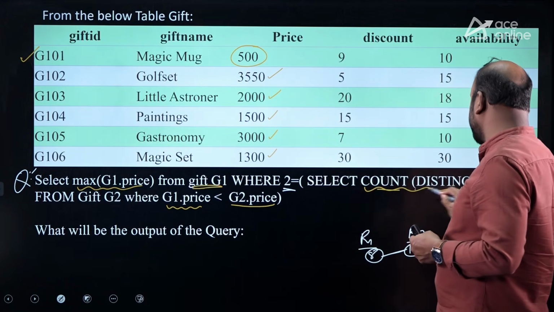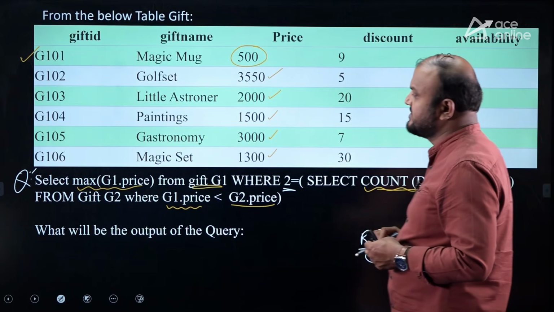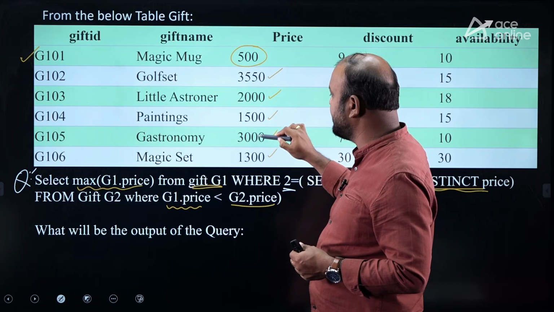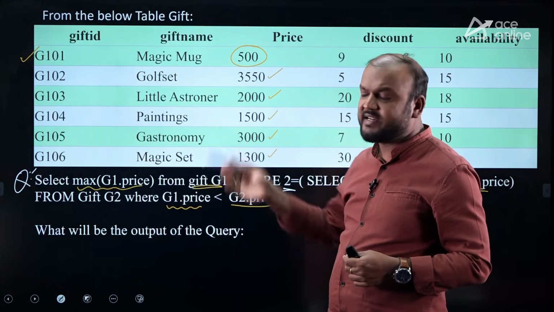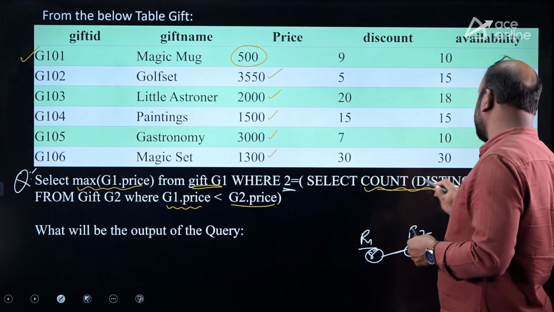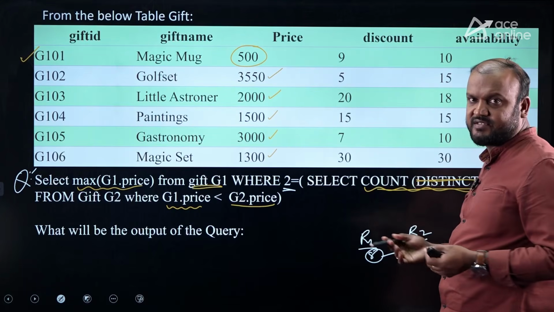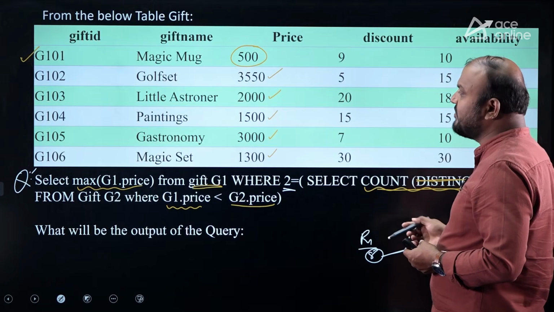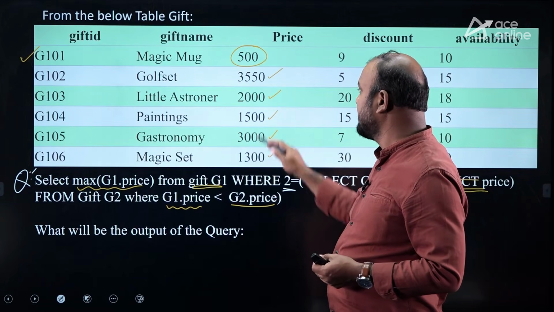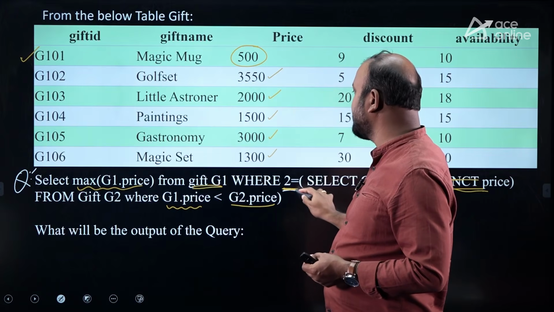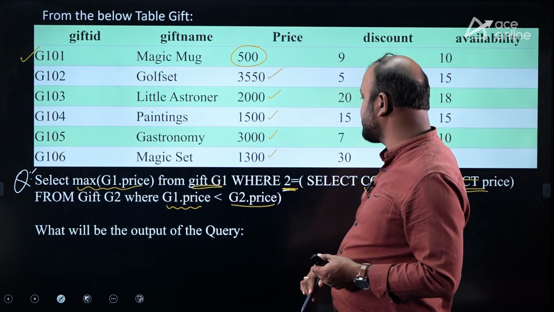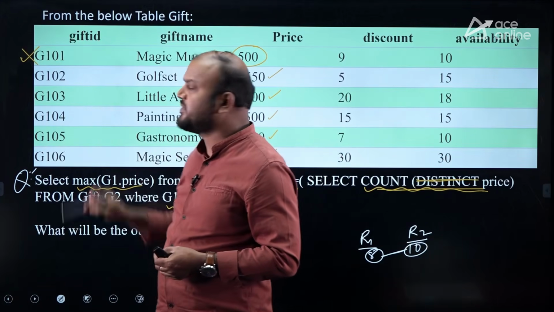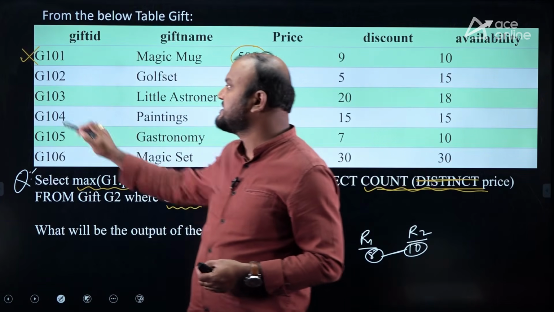So what is the count? It will give you the count of distinct price. Count of distinct price: 3550, 2000, 1500, 3000, 1300. Anyhow, all the prices are different, so there is no meaning of distinct here because no duplicate prices are there. So what is the count? The count should be 4. Count is 4, but 2 equal to 4 is wrong. Because 2 equal to 4 is wrong, will this record be considered for the output? No. Now for the second record.